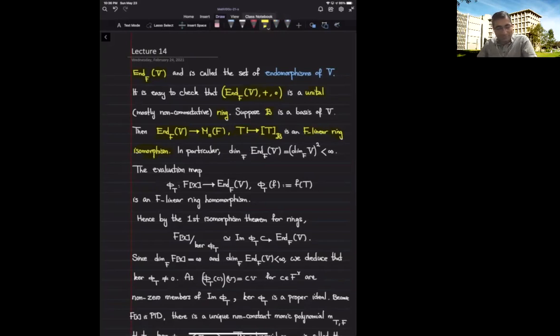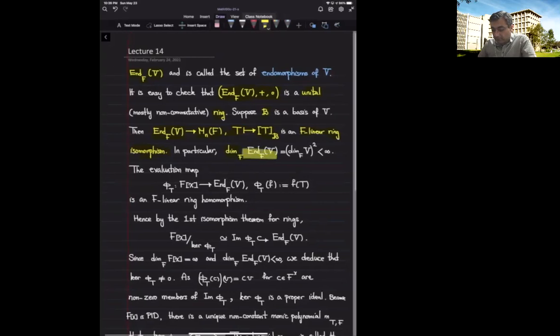It's a unital ring and mostly non-commutative. And moreover, you can see that the dimension of this ring as an F vector space is precisely dimension of V squared. In particular, it's a finite dimensional vector space over F.